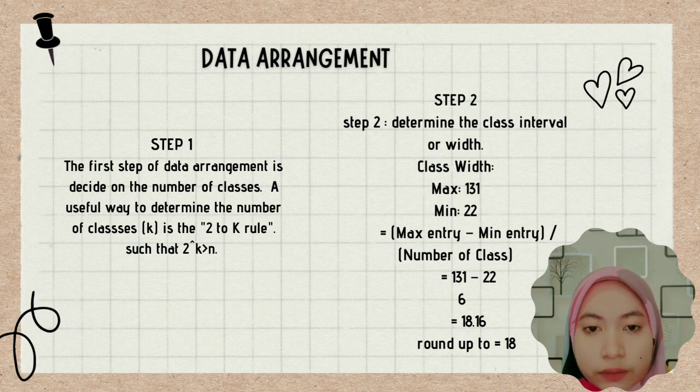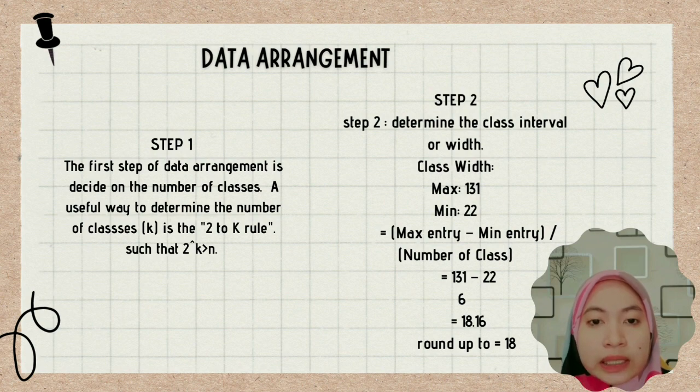Today I want to explain the data assignment. The first step of the assignment is to determine the number of classes. We determine the number of classes k using the 2 to the k rule, where 2^k is greater than the number of data. Step 2, determine the class interval or width. Class width equals max 131 minus min 22, divided by the number of classes, equals 18.16, rounded up to 18.